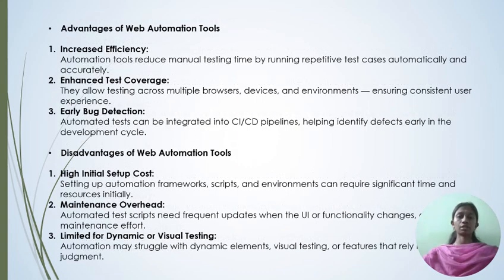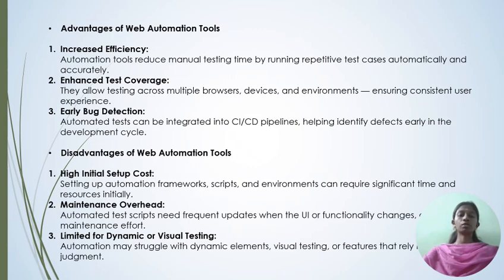Advantages of web automation tools. Web automation tools are designed to save time, improve accuracy, and enhance testing quality in web development. Increased efficiency. Automation tools like Selenium or Playwright can run hundreds of test cases automatically, reducing manual effort and speeding up testing cycles.